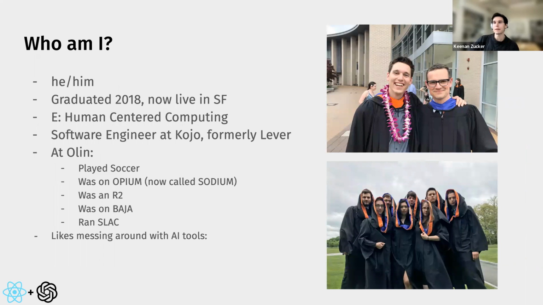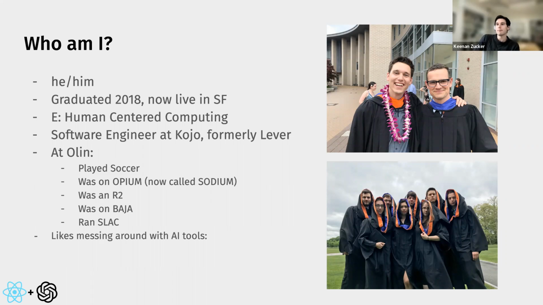Cool. This is me. I'm Keenan. I use he/him pronouns. I live in San Francisco now. I graduated in 2018, which is wild. I'm coming up on my five-year, which feels weird to say. I actually just had a dream about Olin yesterday, which took place in the dining hall. I guess I just miss buffets for breakfast all the time.